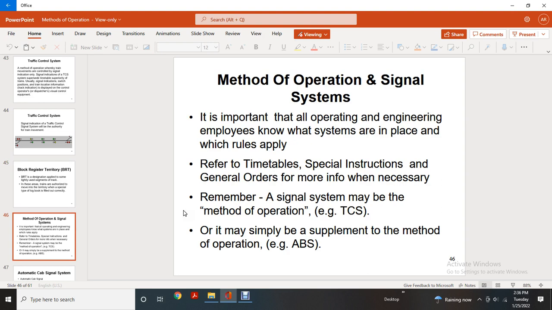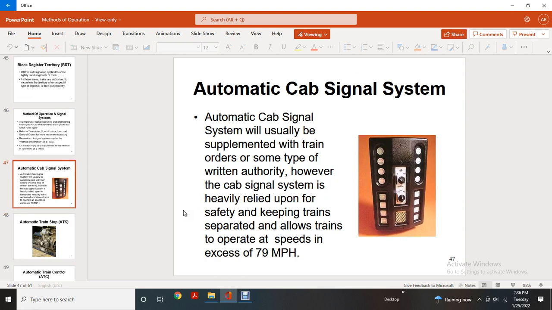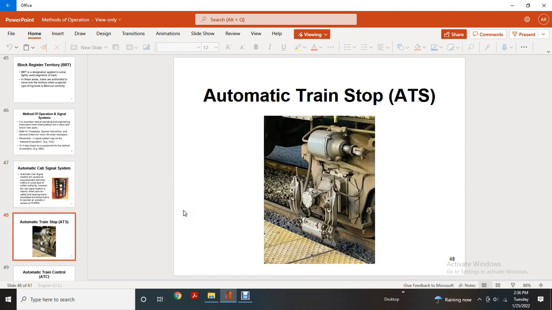It is important for all operating and engineering employees to know which signal system is in place, so they know which rules apply, along with the timetable, special instructions and general orders as necessary. Remember, a signal system may be the method of operation or simply a supplement to the method of operation. Automatic cab signal systems are supplemented by train orders or sometimes written authority. However, the cab signal system is heavily relied upon for safety, keeping trains separated and allowing trains to operate at speeds in excess of 79 miles an hour.